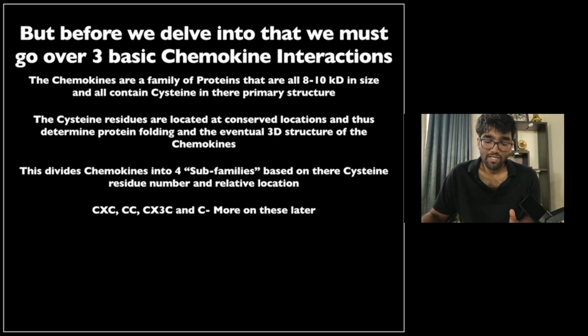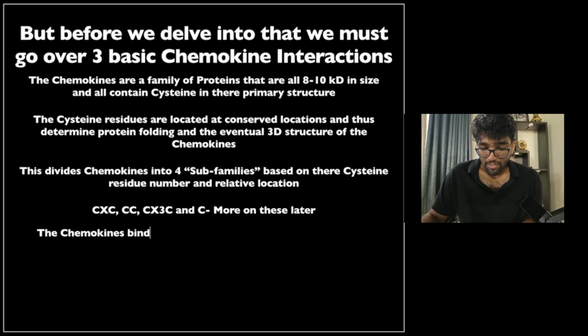So CXC would be 2 cysteine residues separated by one single non-cysteine amino acid. Similarly, CC would mean that 2 cysteine residues are right next to each other. CX3C would mean that there are 3 non-cysteine amino acids between 2 cysteine residues, and C means that there is a cysteine that is separated from other cysteine residues by a large number of intervening amino acids.